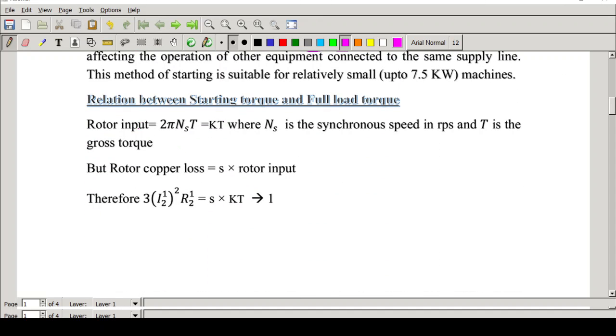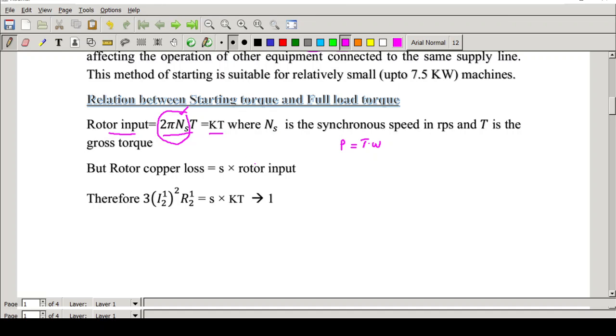Now you know the rotor input is the same as the stator input, and the power is given by omega into T. Here the speed is the synchronous speed. So I can write the rotor input as 2 pi ns into T, and I will take 2 pi ns as a constant K. So rotor input equals K into T. From where did I get this equation? That is P equals T omega, where omega is equal to 2 pi ns, and ns is the synchronous speed in RPS. That is why there is no 60 there. Otherwise we would put it as 2 pi ns by 60.